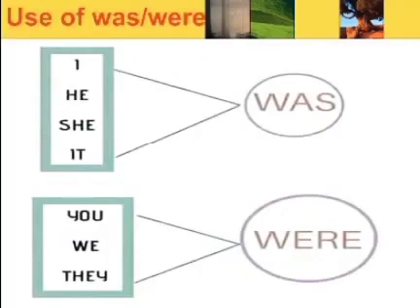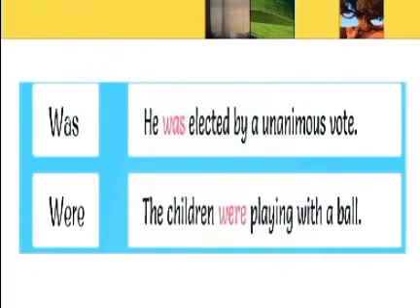Let's move ahead and look at the use of was or were. These two are used to express the past continuous tense. And was is used with the singulars and the subjects like I, he, she or it. And were is used with the plural subjects and the subjects like you, we or they. Let's look at the examples. Was. He was elected by unanimous vote. Were is used with the plural. So the children were playing with the ball. I hope this must be clear to you.